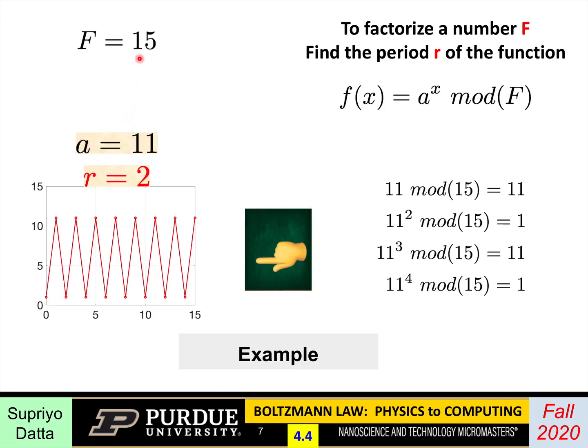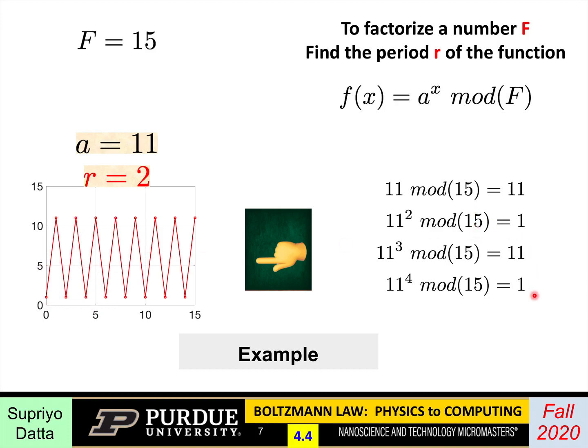So supposing I'm trying to factorize 15 and I choose a equal to 11. Now when we write down this function, this axis is x. When you put 11 mod 15, that's 11 to the power 1 mod 15, you get 11, that's this. Then you go 11 squared mod 15, that's 121 mod 15, that's 1. So you're down here. And then you go to 11 again, and 1, 11, 1. And so it's a periodic function, and the period is 2. So every 2 times it repeats.